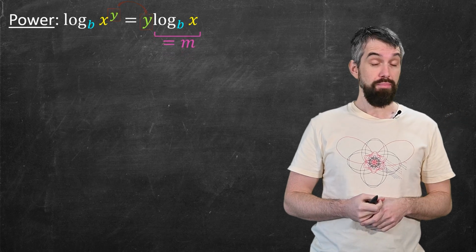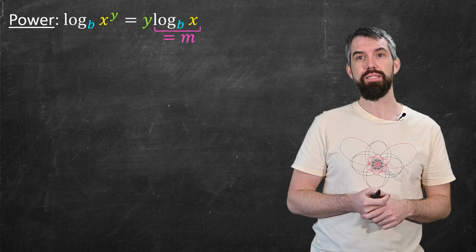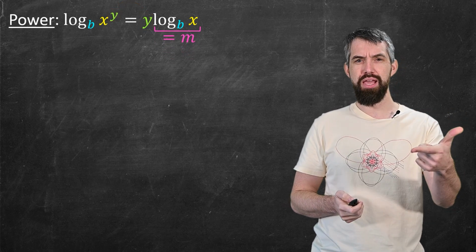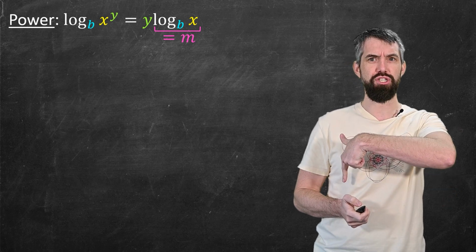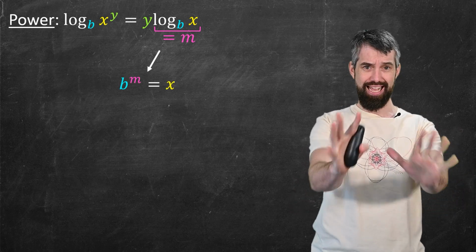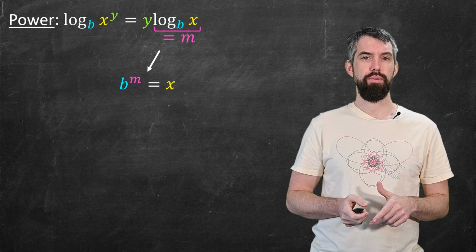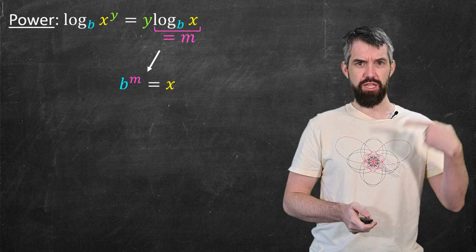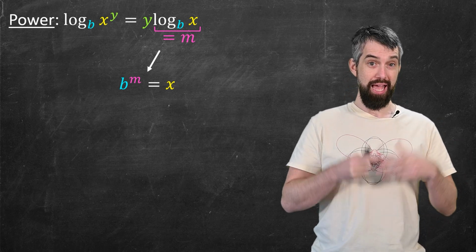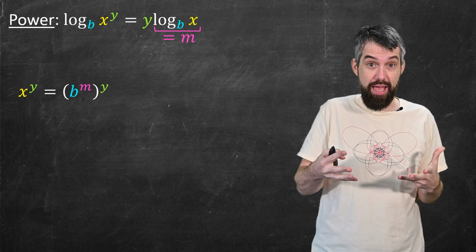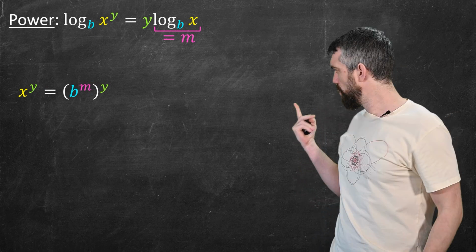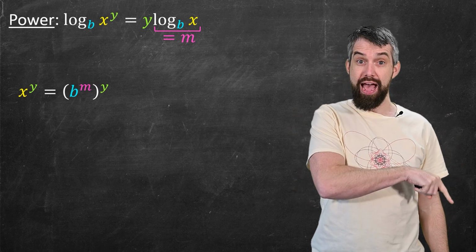Let's give a name to the logarithm base b of x. And then if I know the name, I can rewrite this in terms of exponentials. This is the same thing as b to the m is equal to x. Exactly what I did before. Okay, but I'm not interested in x. I'm interested in x to the power of y. So let's take x to the power of y. So b to the m to the power of y. And what's the exponential rule for that?